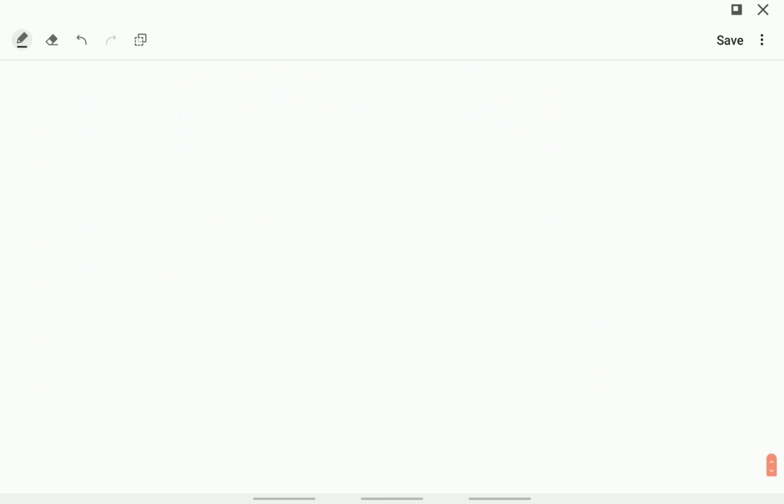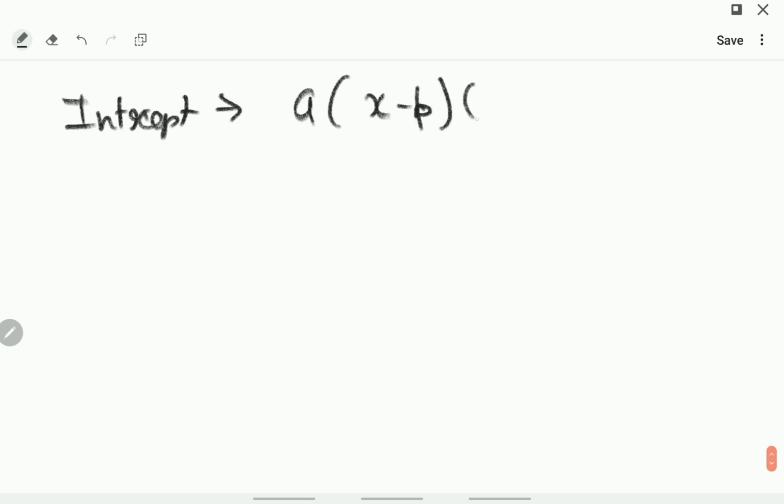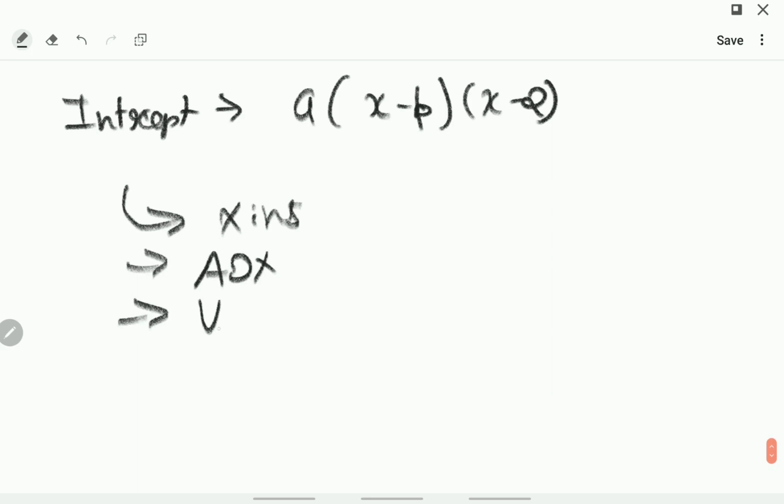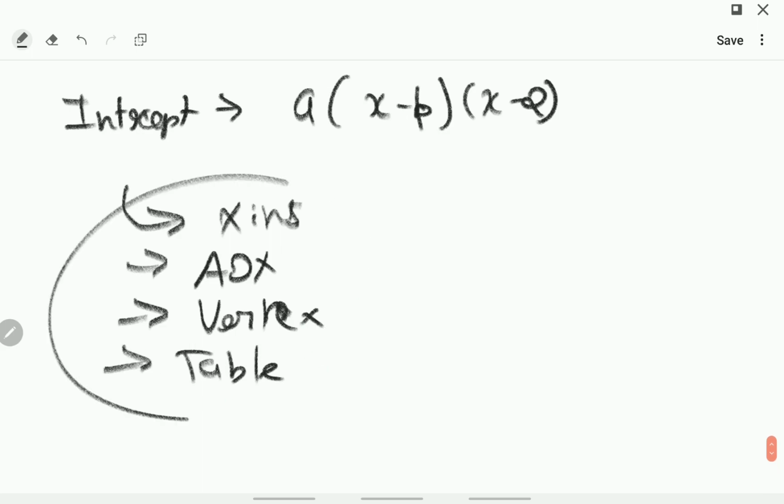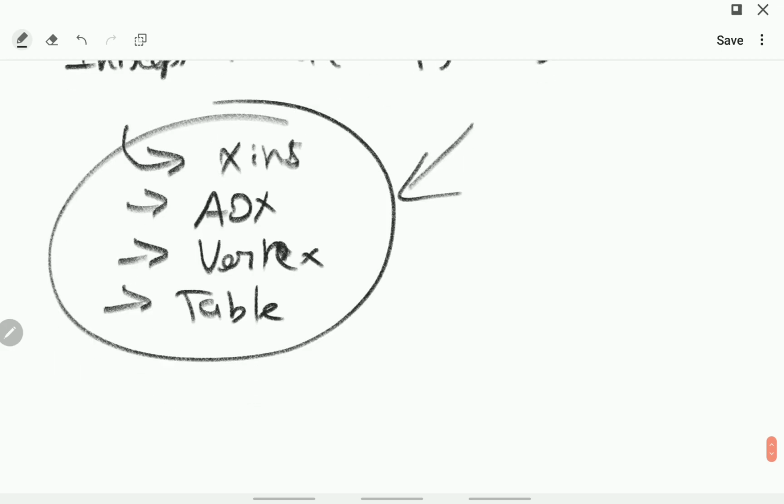Just a quick recap. The intercept form is given by a(x minus p)(x minus q). And using the intercept form, what can you do? Well, you can find the x-intercepts. With the x-intercepts, you can find the axis of symmetry. You can then find the vertex. When you have the vertex, you can find the table of values. And with that, you can go a long distance.